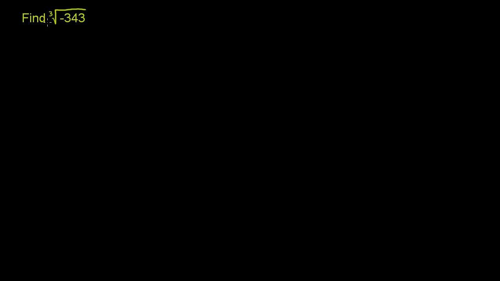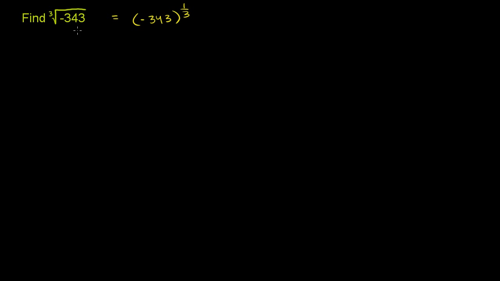We're asked to find the cube root of negative 343. Or another way to think about it is some number that when I multiply it by itself 3 times, I'm going to get negative 343. Or another way to view it, this is the same thing as negative 343 to the 1/3 power. And the best way to do this is to really just try to factor this out.